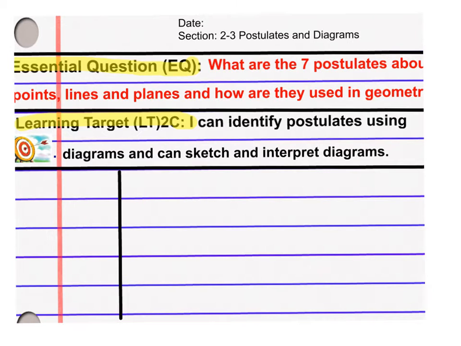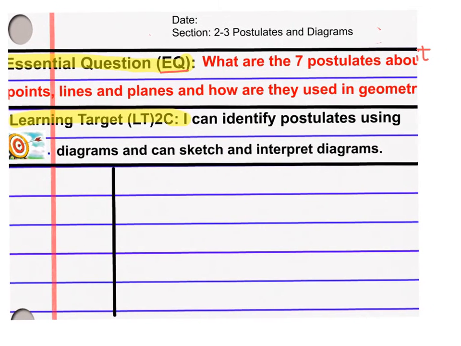So set up your date and title and topic in the upper right hand corner. You'll need to fill in the date. Then you're going to write your essential question or EQ. What are the 7 postulates about points, lines, and planes, and how are they used in geometry? So I'm still getting one letter cut off, but it's definitely better than half the video here.